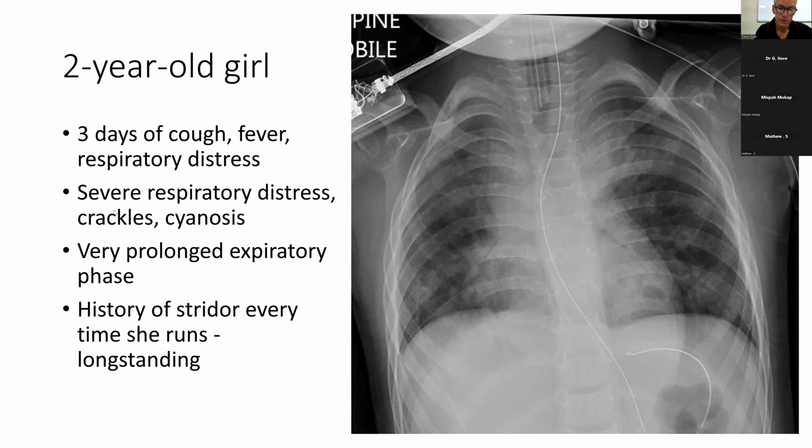Any other thoughts? Sometimes there's air in the mediastinum, like pneumomediastinum. That's true. Sometimes there's air in the mediastinum, but actually this looks white rather than black. We'll get onto the air in the mediastinum, but this looks white rather than black. All right, we'll move on.